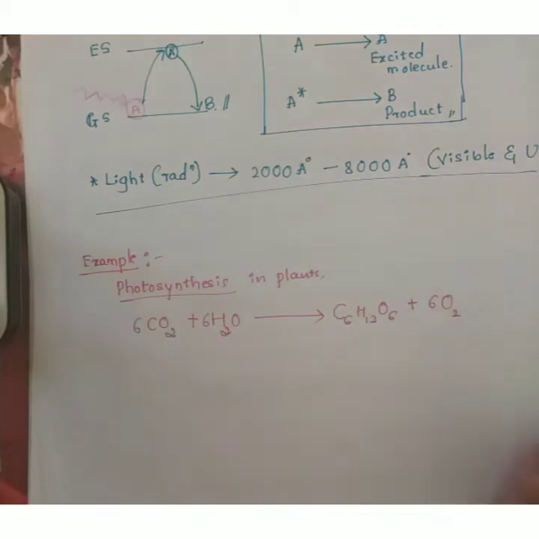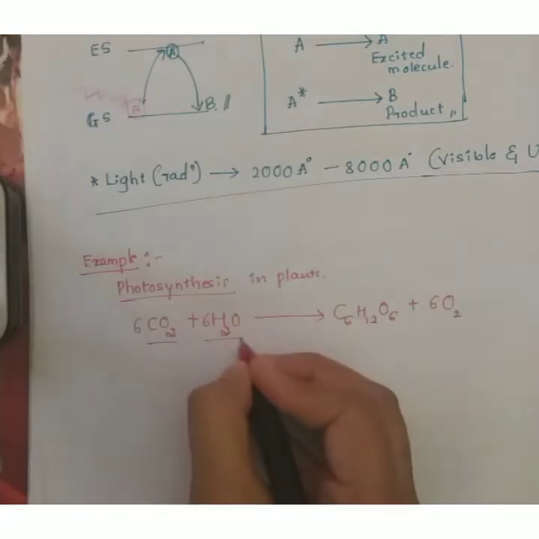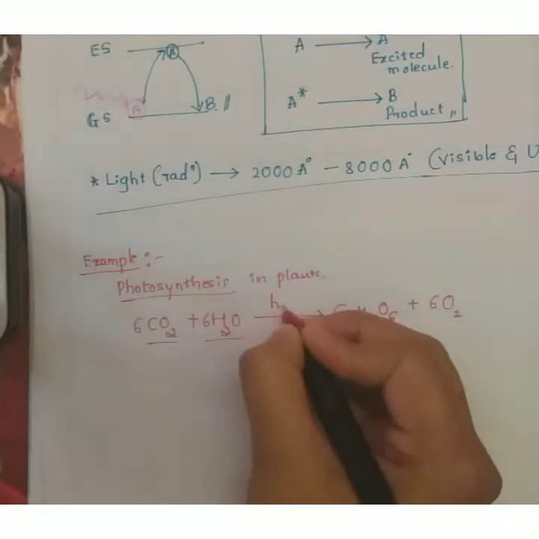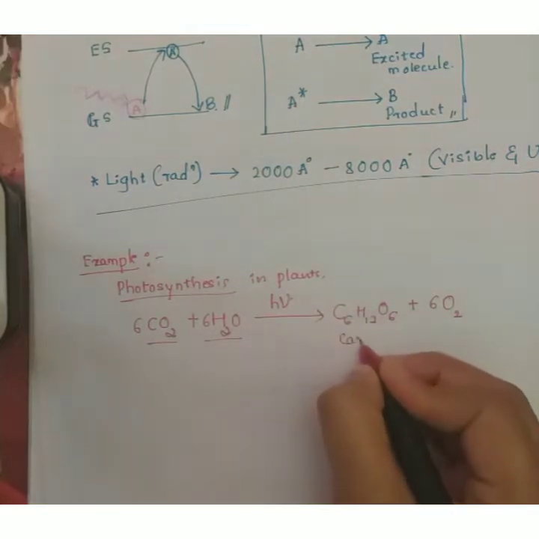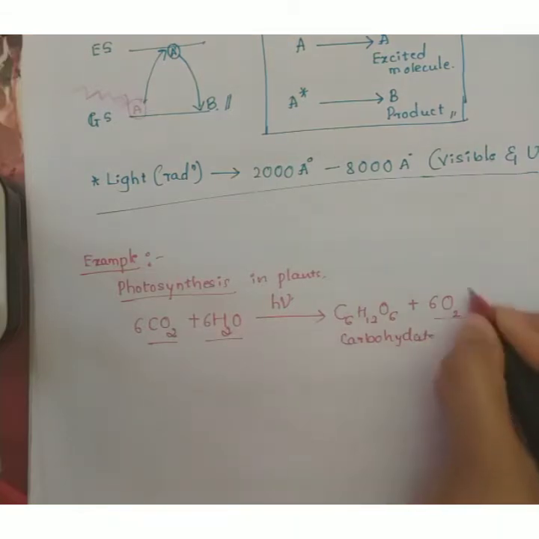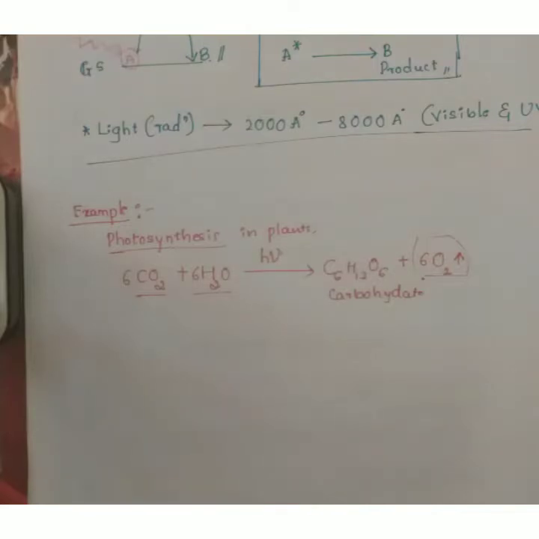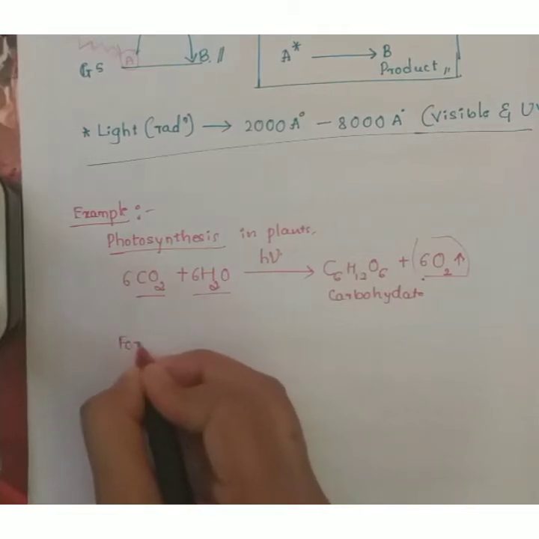We all know that the plants prepare their own food. They prepare their own food by using carbon dioxide and water molecules in the presence of light. They prepare carbohydrates, and they release oxygen. This is one of the examples of photochemical reactions. Another example is the formation of ozone.